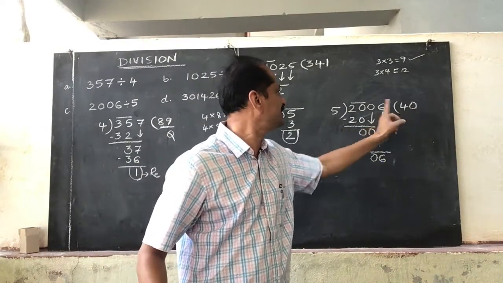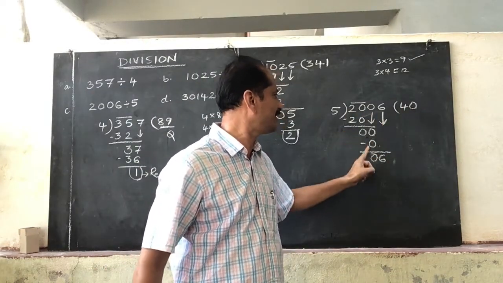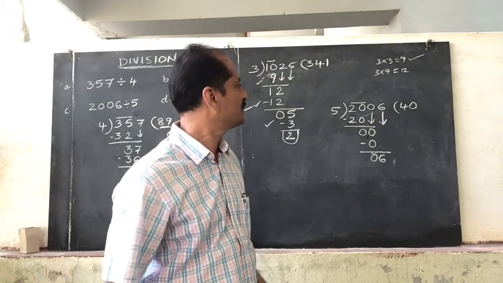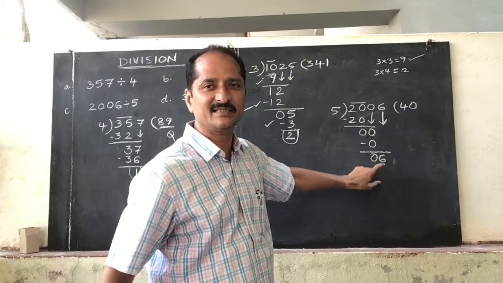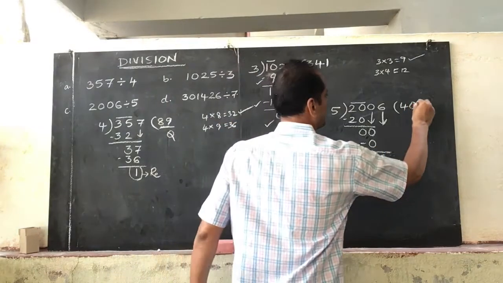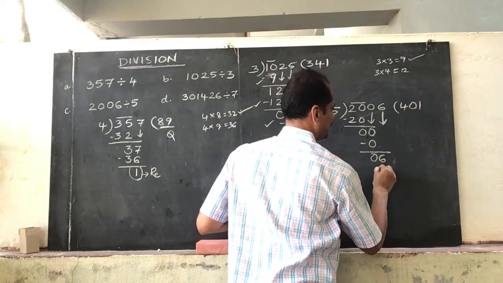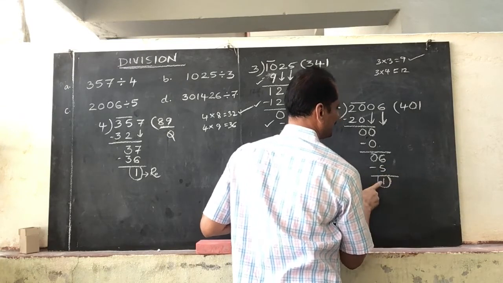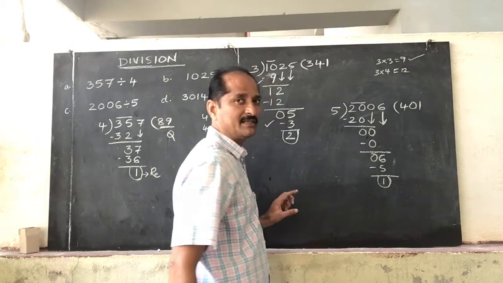We divide the same way. How many times? 5 0's are 0. Then bring down, 0 minus 0 is 0. Bring down 6. Now we brought 6 at one time. Now, how many 5s are there in 6? 1. 5 1 is 5. Remainder is equal to 6 minus 5 is equal to 1. So remainder is equal to 1. It is less than 5. So this step is also correct.